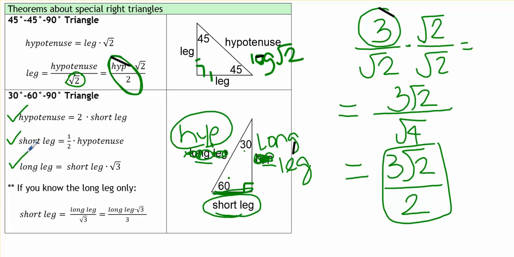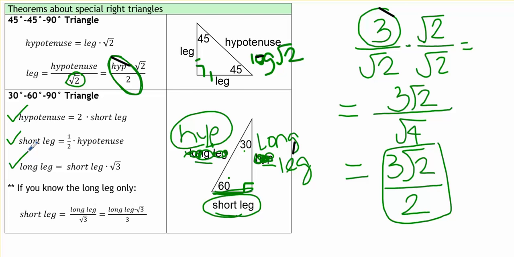If they give you the long leg only, and I guarantee you're going to see a problem like this, you are going to divide it by the square root of 3. And then to do that, you're going to go through the process of rationalizing once again. So if, for instance, you were given the long leg and it was a number like 3, then you would get 3 divided by 3 times the square root of 3, and then it would end up just being the square root of 3. So those are pretty easy. They're just more algebraic. So let's go ahead and move on to some worked out problems.